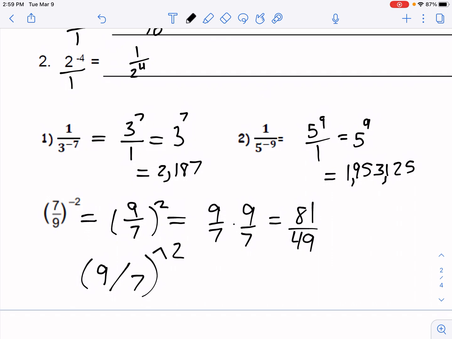And I believe if you're going out in the calculator, let's just try this out. We have 9 divided by 7 in the calculator raised to the second power. Yeah, it's going to give you a decimal form, but it's still the same idea. If you take 81 divided by 49, you're still going to get the same answer, okay? So this would be our solution.